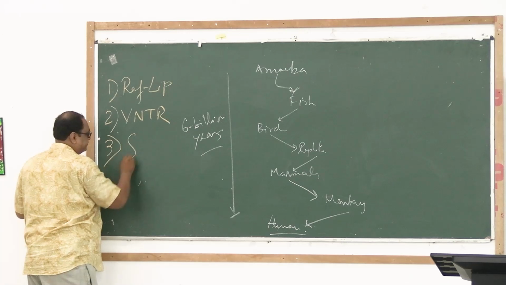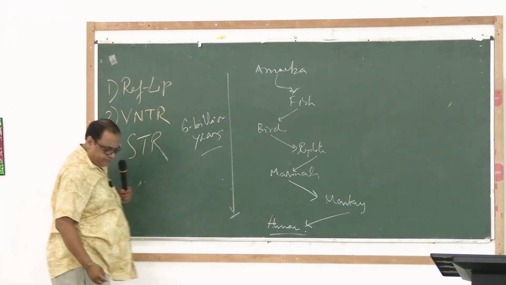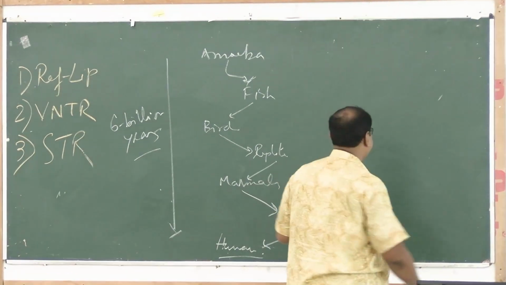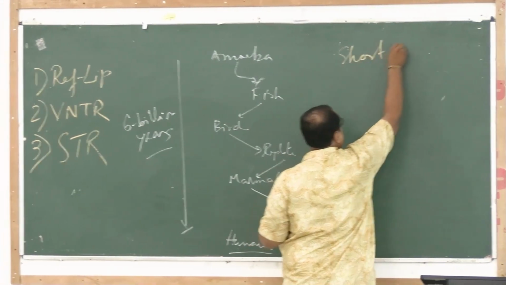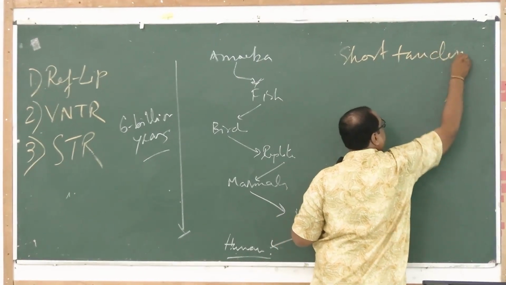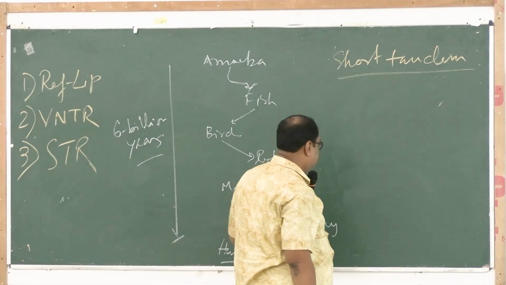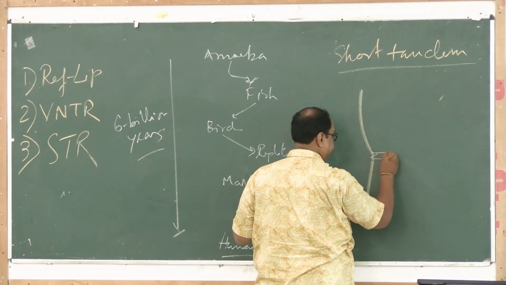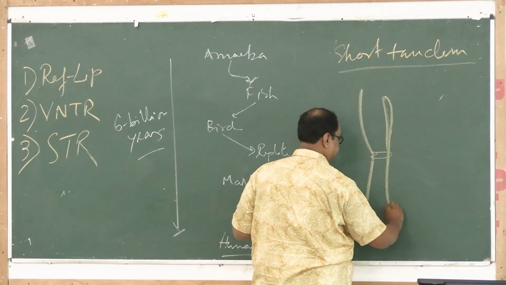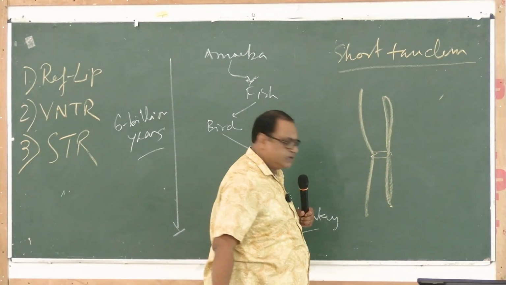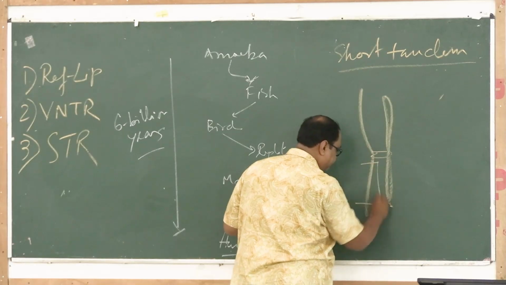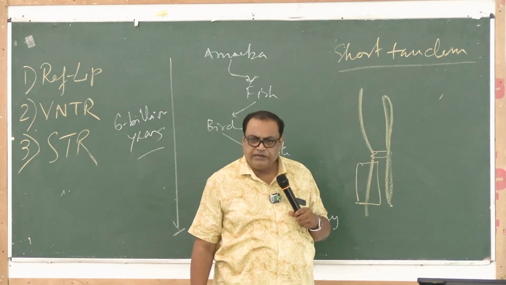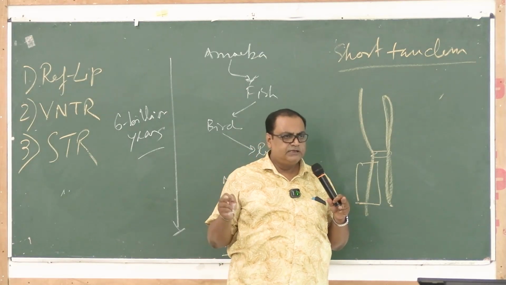Number 3, STR means short tandem repeats. Short tandem repeats. What is this? Suppose there is a chromosome like this. We take this small portion of the chromosome into consideration. Like VNTR is a longer region.